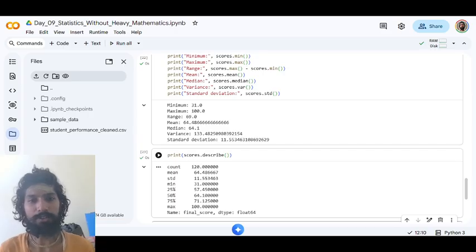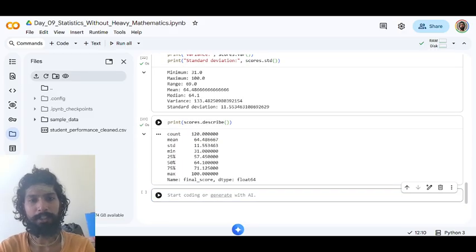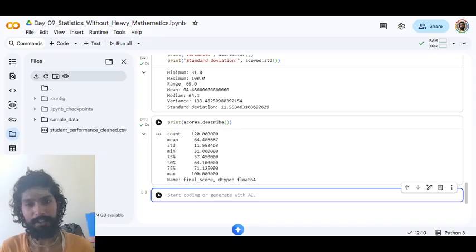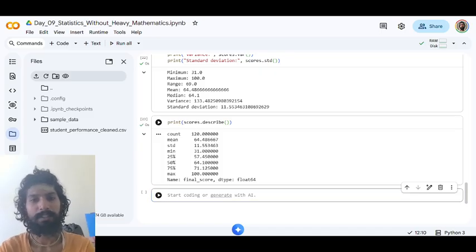The output will look similar to this. Count is 120, mean is around 64, standard deviation is around 12, min is 31, 25th percentile is around 57, 50th percentile is around 64, 75th percentile is around 71, and max is 100. Your values may be different. Let us interpret each part.